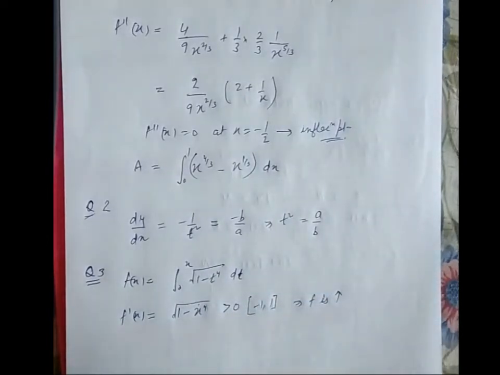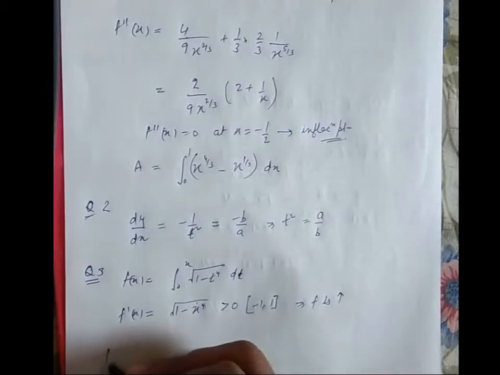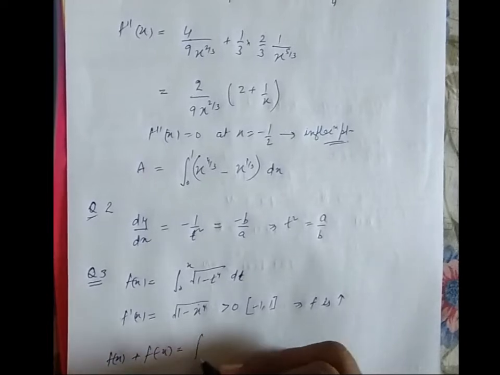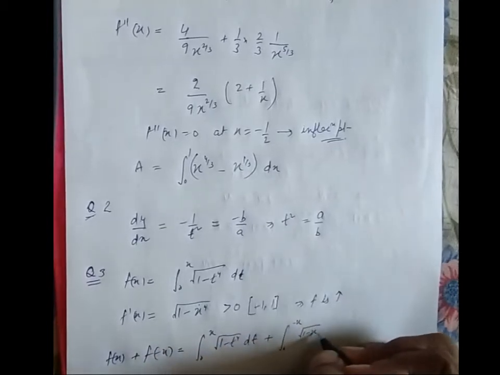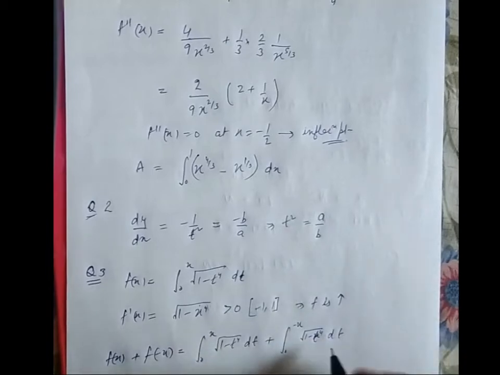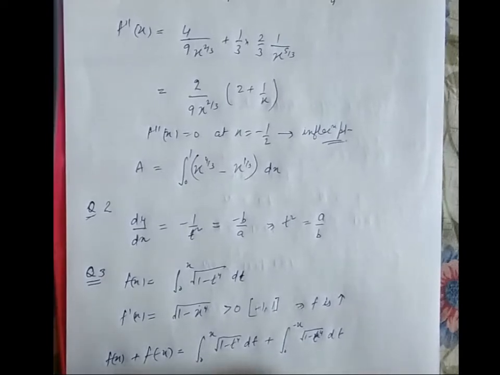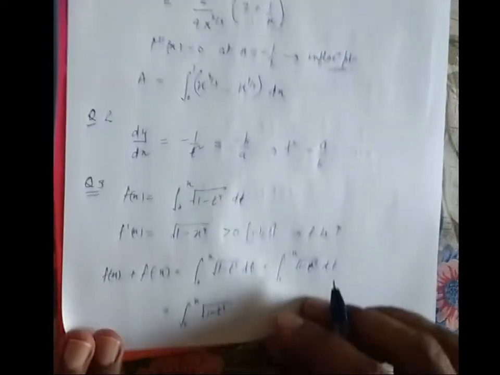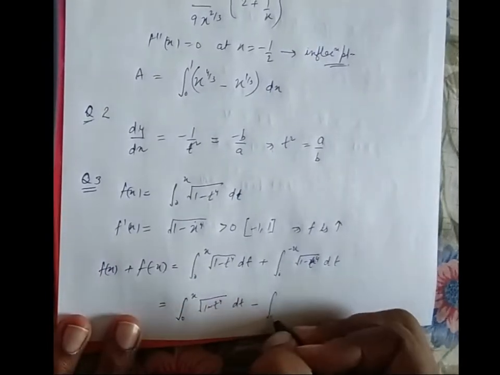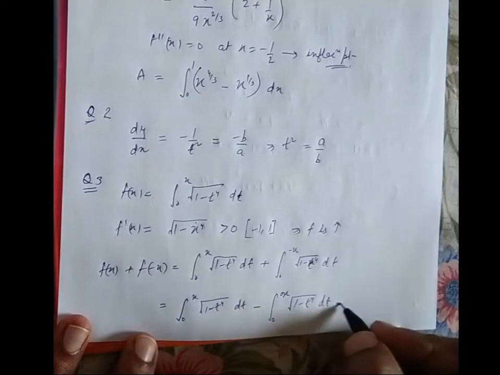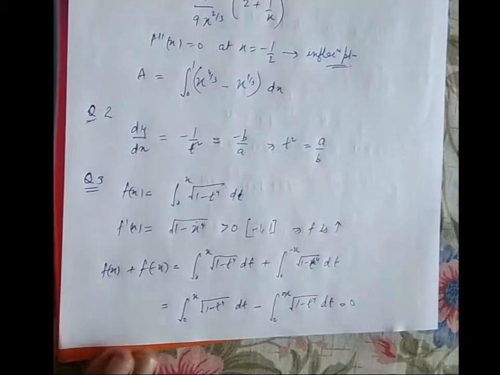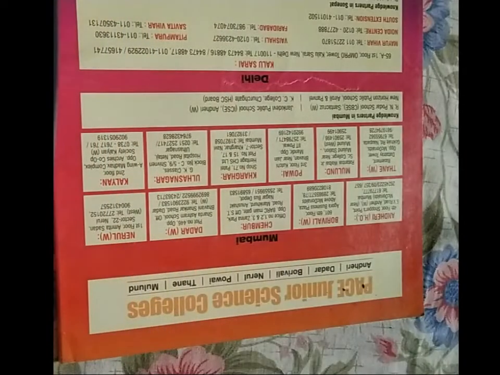Okay, so we have been asked whether the function is odd or even. So calculating f(x) plus f(-x) is equal to, put t equal to minus t in this, we will be getting the integral of the square root of 1 minus t^4 dt minus the integral from 0 to x of the square root of 1 minus t^4 dt. Okay, so this is equal to 0, hence f(x) is odd. Moving on to the next question, question number 4.